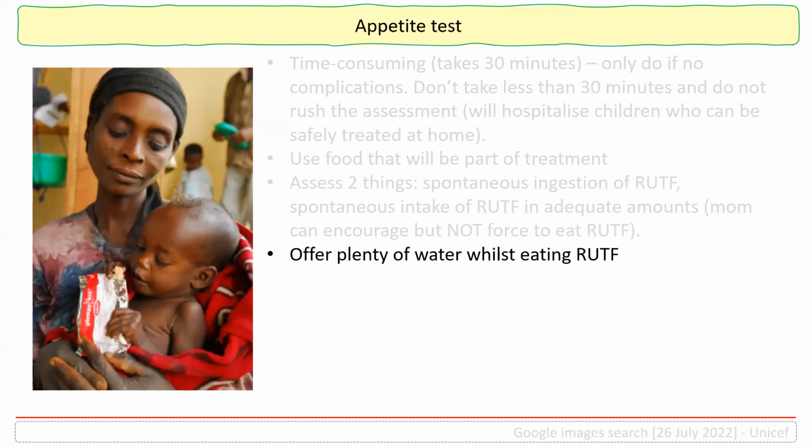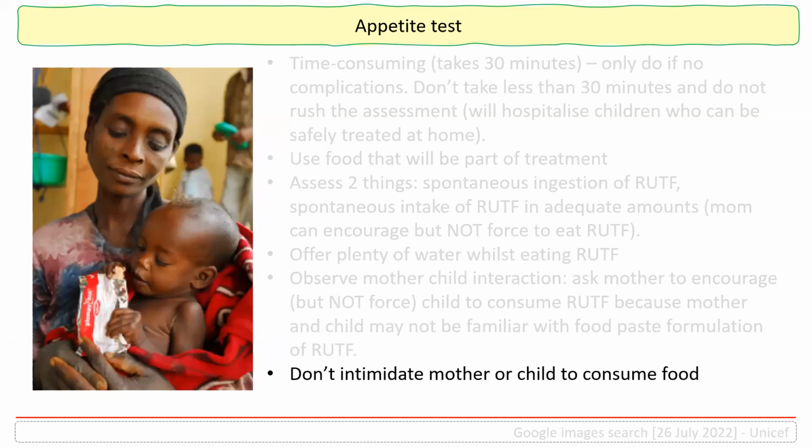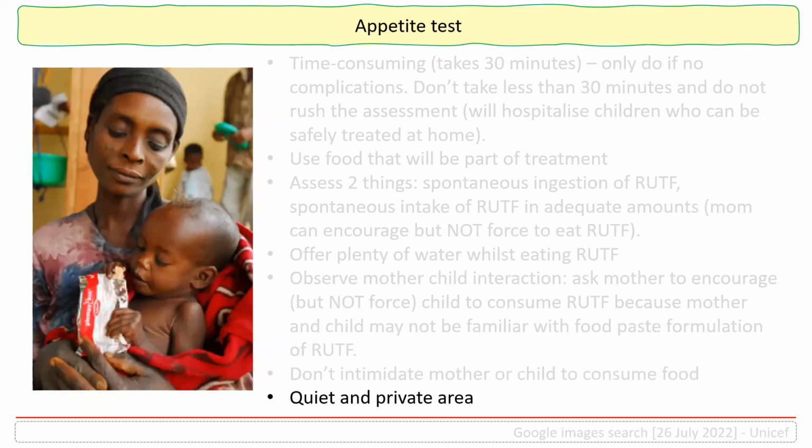Water should be made available. So if the child is thirsty and wants to drink water, they should be offered water whilst completing the appetite test. And we should observe the mother and child interaction. And again, it's about encouraging feeding. Healthcare workers should not intimidate mothers or the child to consume the food, in order to send them home. So that's an important aspect. And ideally, it should be done in a quiet and a private area in your hospital or in your health facility.